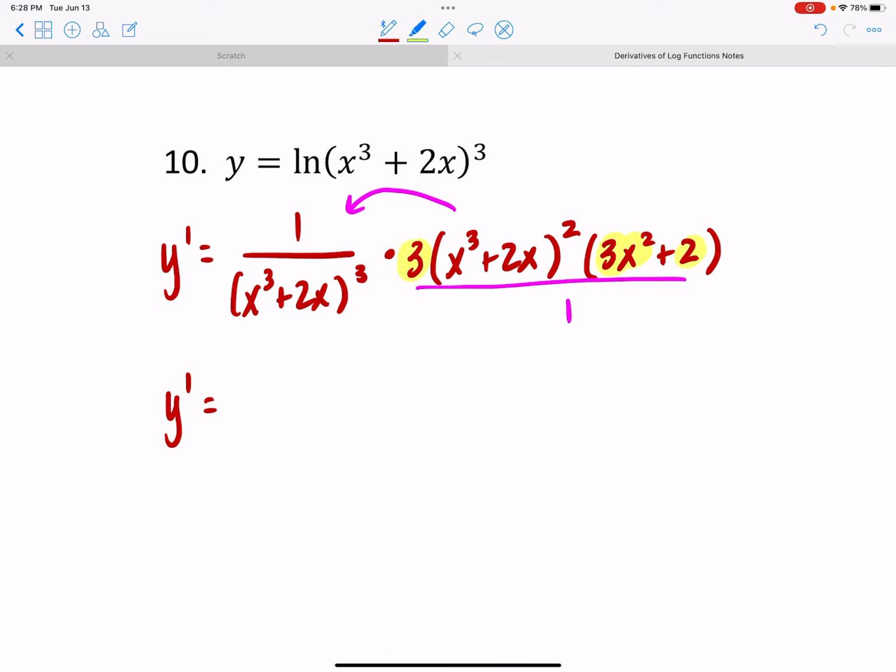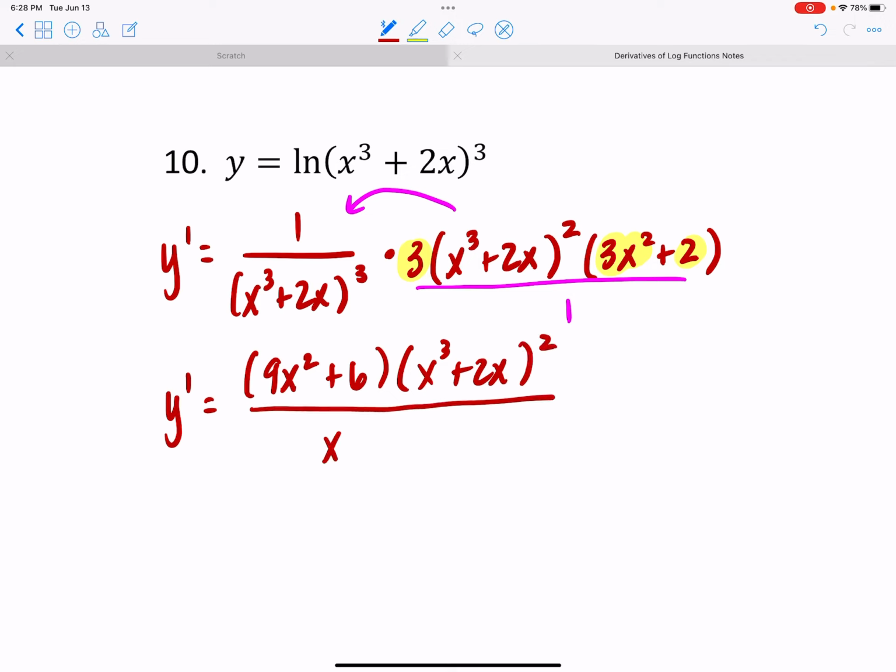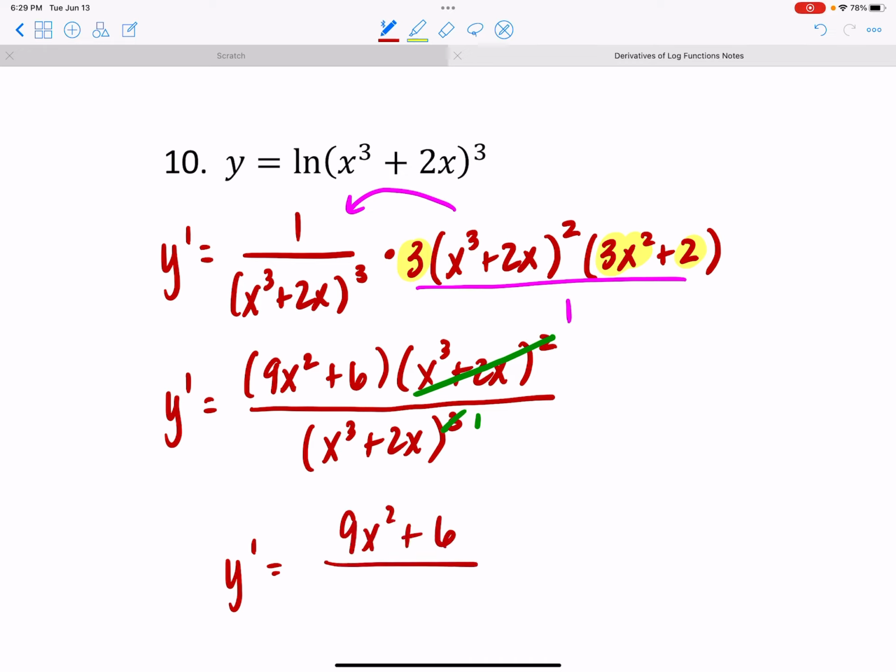So I'm going to have 9x squared plus 6, and I'm going to have this x cubed plus 2x squared, and that's being divided by x cubed plus 2x, and that means we can reduce. I can get rid of both factors of the x cubed plus 2x here and be left with just one of them here. And so the final answer we're going to say is 9x squared plus 6 over x cubed plus 2x.